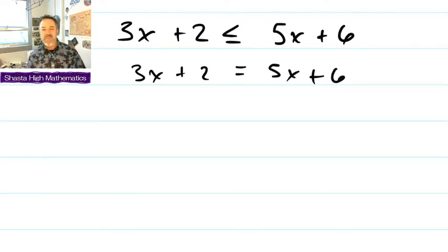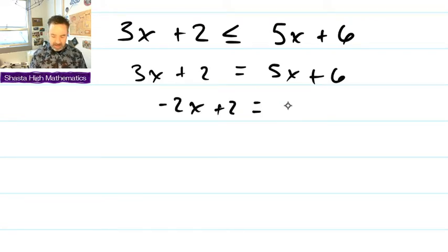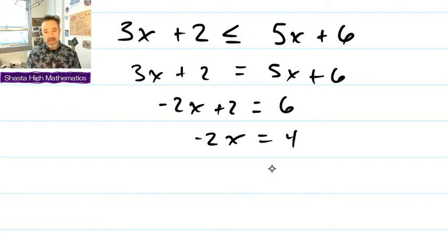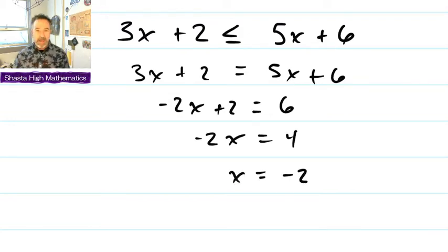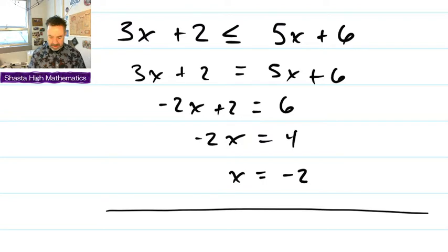I could take away 5x from both sides and get -2x plus 2 is 6. I can subtract 2 from both sides. -2x is equal to 4, and then I could divide both sides by -2. I get that x is -2. So my boundary location is apparently the number -2. So if I draw that on a number line, here's my number 0, here's -1, here's -2, it's a boundary.